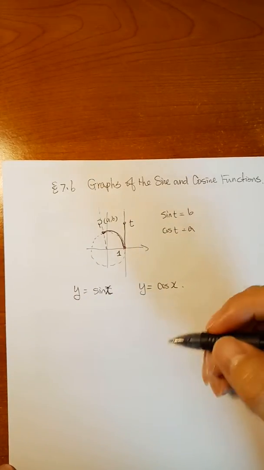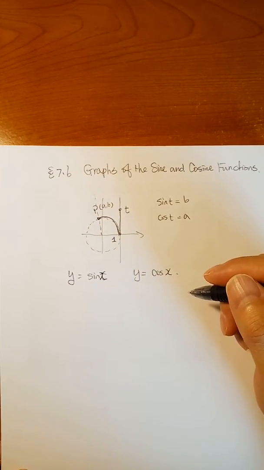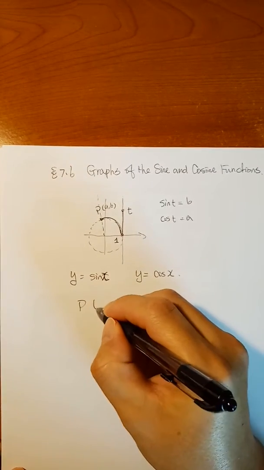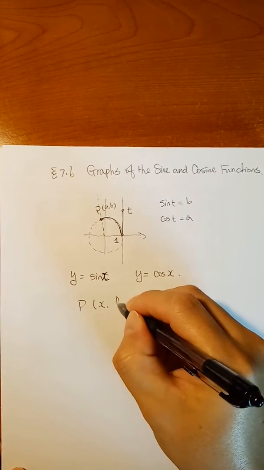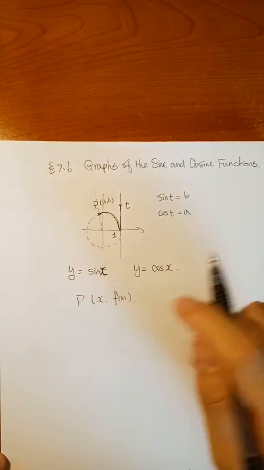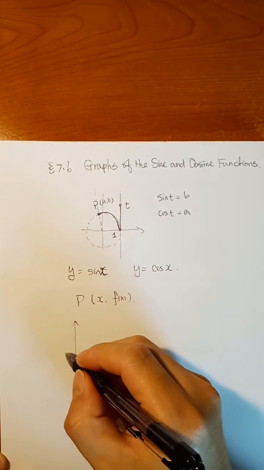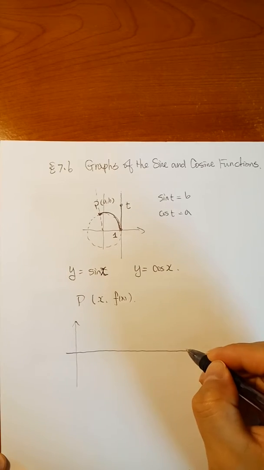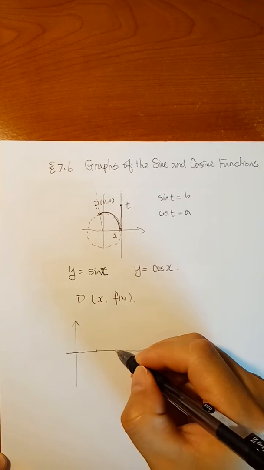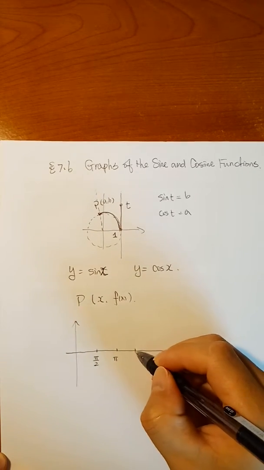Whenever we have a function, you can discuss the graph of the function. The graph means you have a point P with coordinates x and f(x). For sine, you have x and y. We're going to first get several sample points, several special points. So with experience, we will have these points.